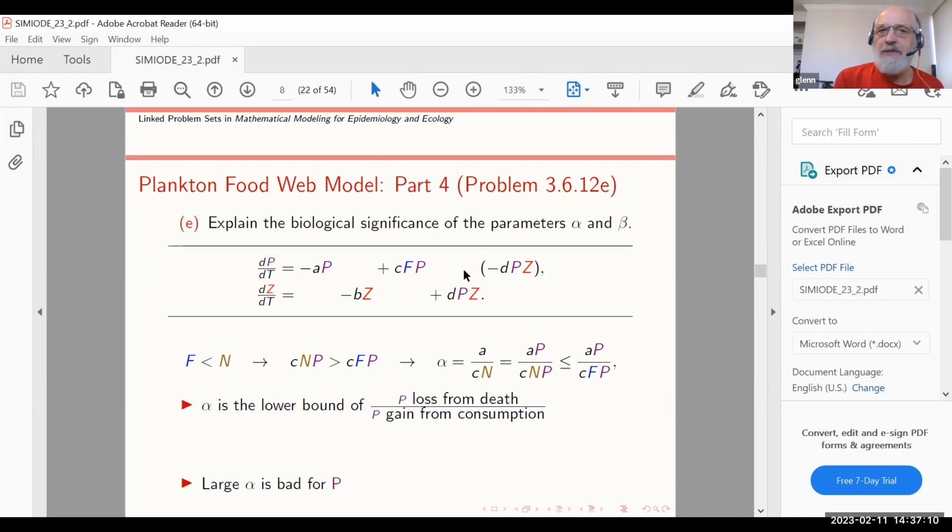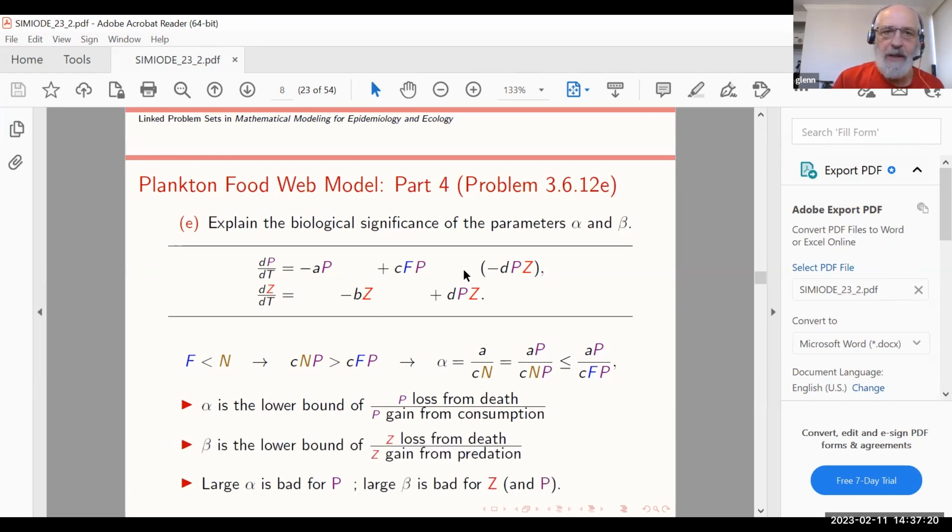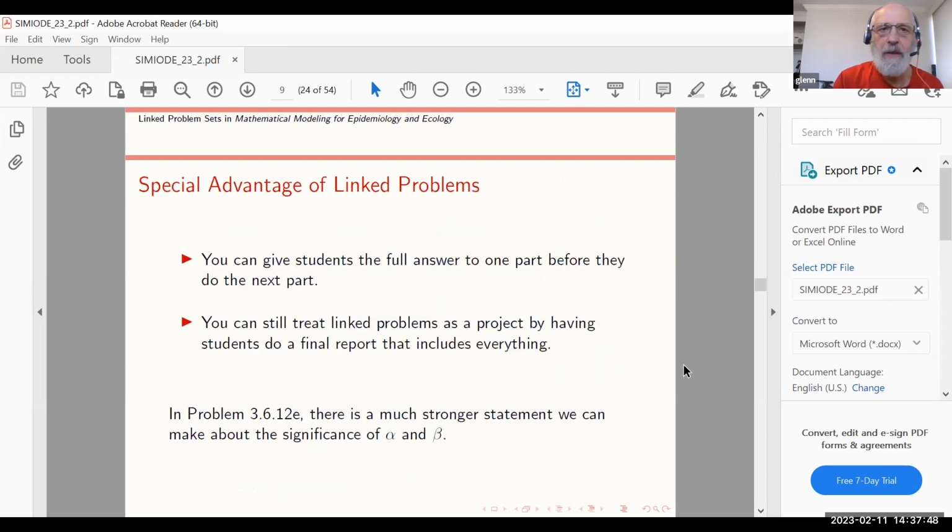So that means that alpha is the lower bound of the ratio of P loss from death to P gain from consumption. So large alpha is bad for the phytoplankton. And similarly, beta is the lower bound of the same ratio for zooplankton, and large beta is bad for Z, but it's also bad for P because if... no, I think I said it the wrong way. I made a mistake there. Large alpha is bad for P. It's also bad for Z. So there's a mistake in that, and I'll fix it before I post my slides.